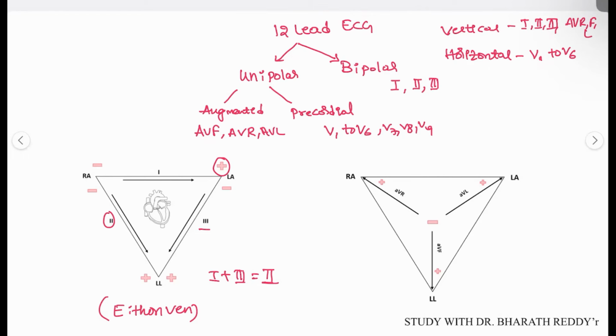And after the discovery of the Einthoven triangle, we also got the Goldberger discovery. Goldberger said that instead of only using leads 1, 2, 3, we can also get the activity from the augmented leads, from the right side of the heart, the left side, and the inferior side of the heart. So he said AVR, AVL, and AVF. These are your Goldberger leads.